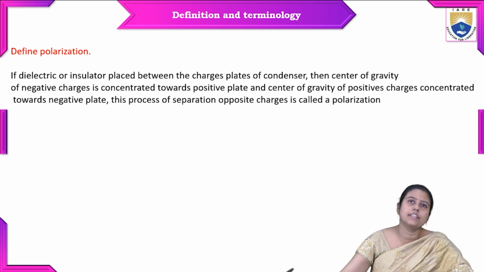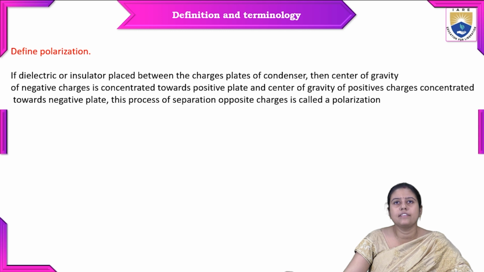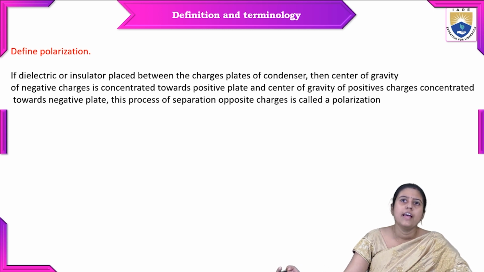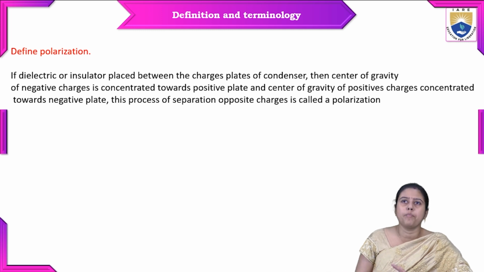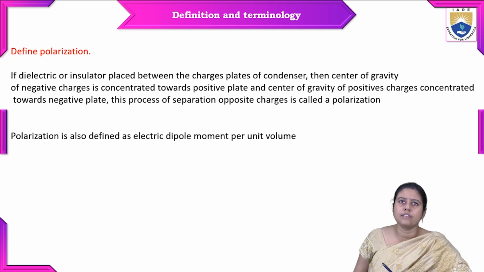What is polarization? If a dielectric or insulator is placed between the charged plates of a condenser, then the center of gravity of the negative charges is concentrated towards the positive plate, and the center of gravity of the positive charges is concentrated towards the negative plate. This process of separation of the opposite charges is known as polarization.